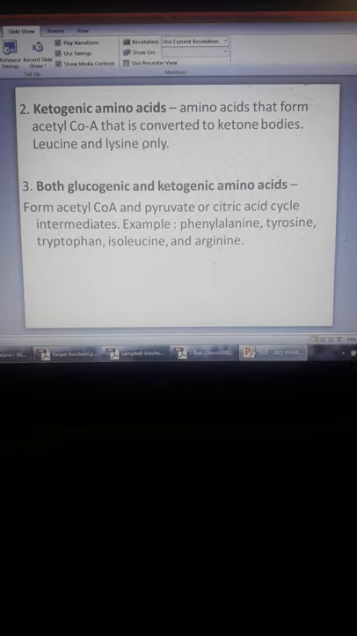So take note, when you say intermediates, these are not the final product of the reactions or metabolic process. Okay. Next.